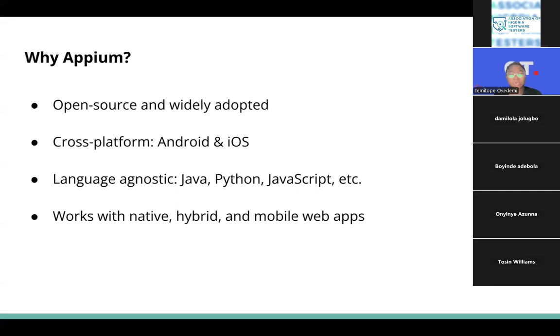So why Appium? We say Appium is open source and widely adopted. It is cross-platform, that is, you can make use of it for Android applications and for iOS applications. It is also language agnostic, that is, you can code in different languages: Java, Python, JavaScript, and so on. And it works with native, hybrid, and mobile web applications. Because of this, we adopt Appium.